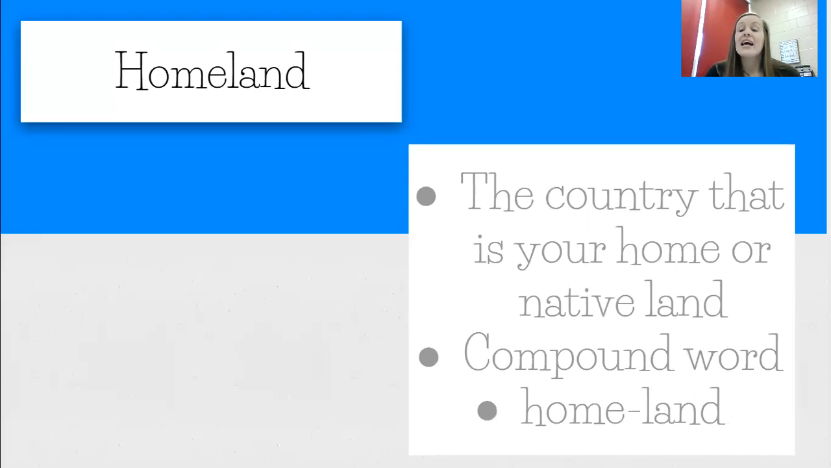Awesome, guys. Homeland is actually a compound word. That means it is 2 words put together. What are those 2 words in homeland? That's right. Our 2 words are home and land put together to make 1 word, homeland. Can you think of any more compound words that you know? Those are some awesome words, right? The one that first popped into my head was doghouse. We put the word dog and house together, and we make the word doghouse.